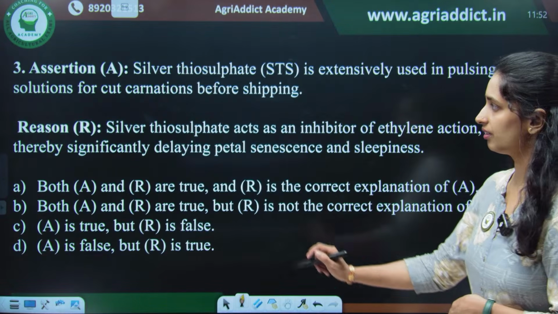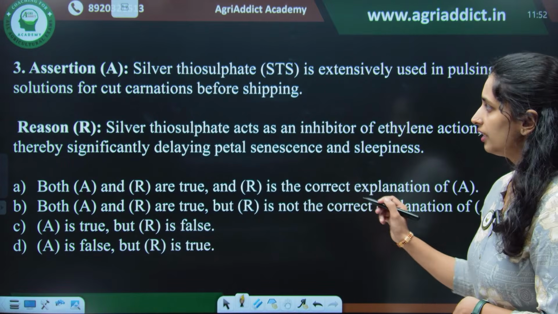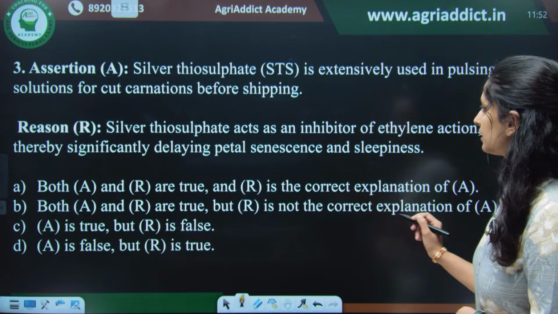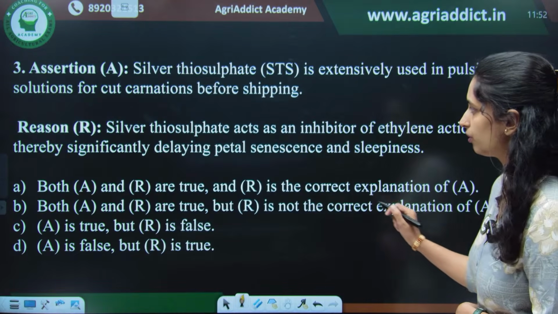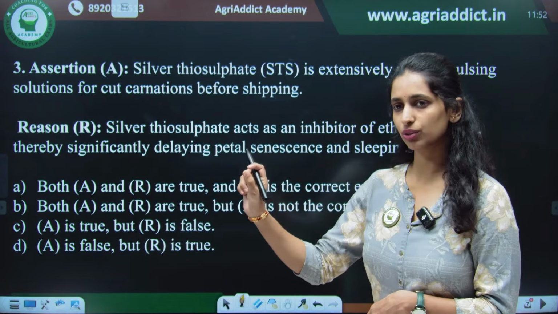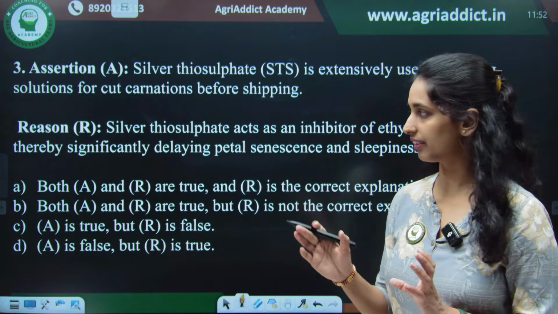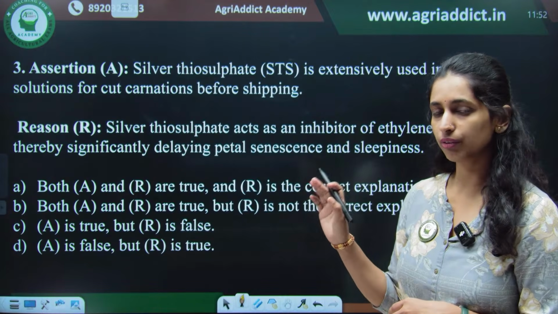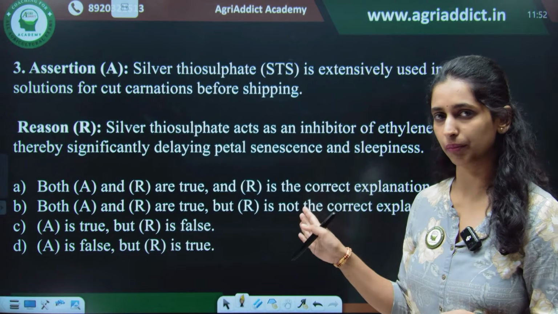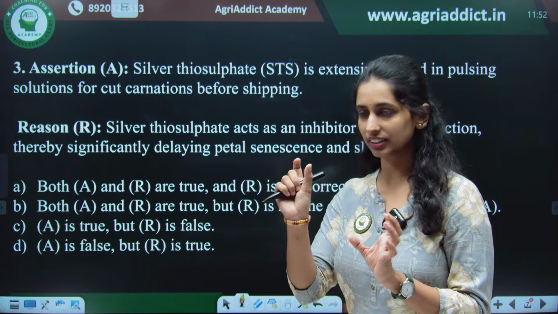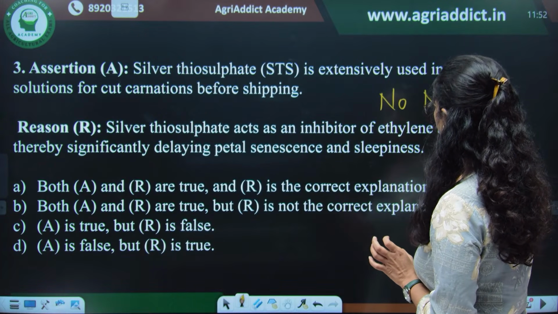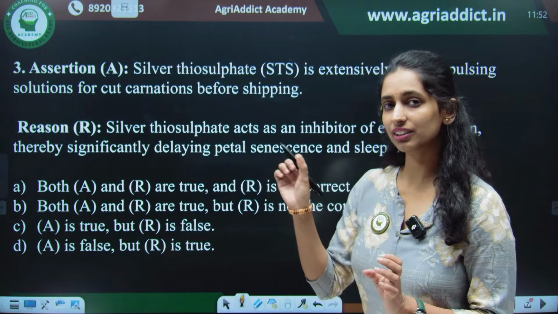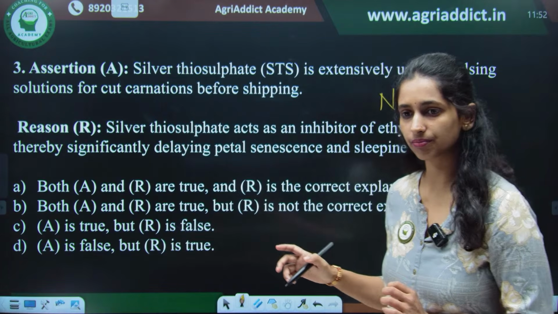So third question, assertion reason type. Silver thiosulfate is extensively used in pulsing solution for cut carnation before shipping. In assertion and reason type, you have to read the statements two times, because sometimes we do not see all the words. We do not look at all of this properly, so for assertion reason, you study two times.